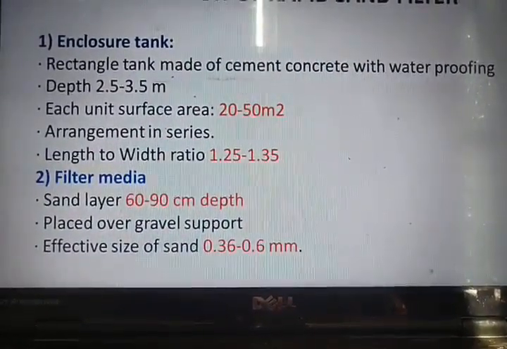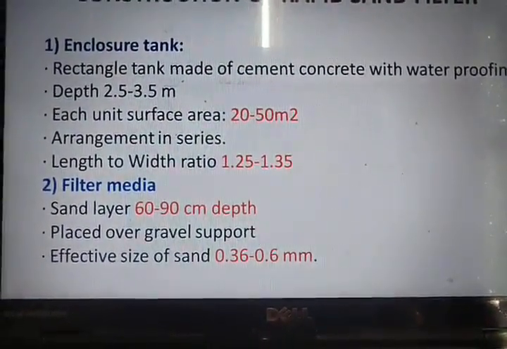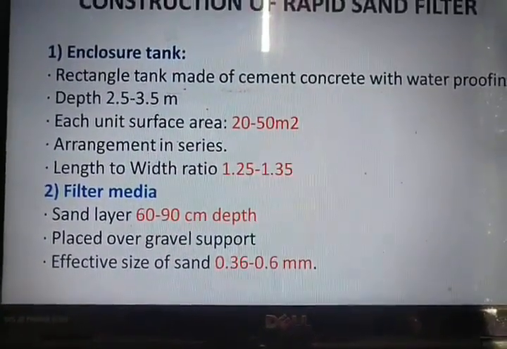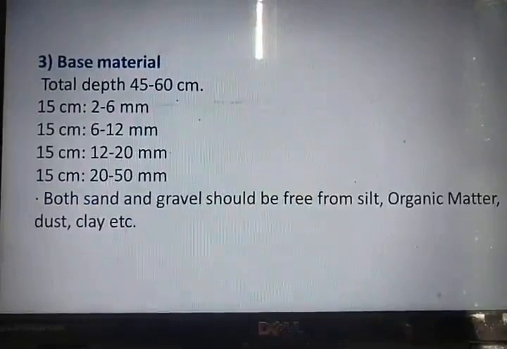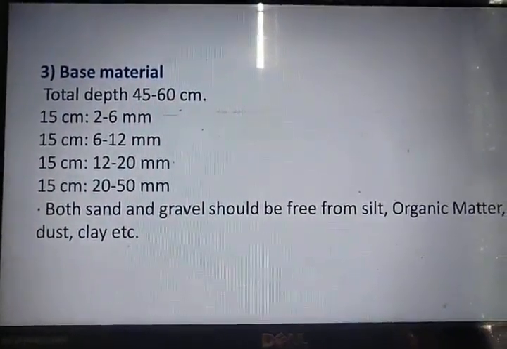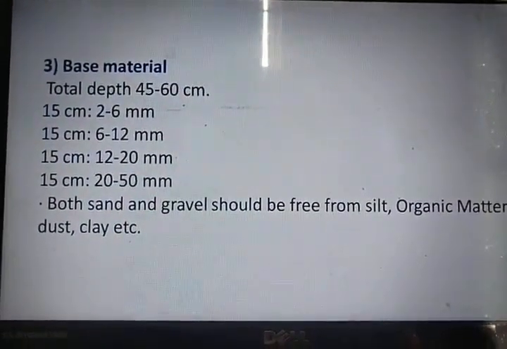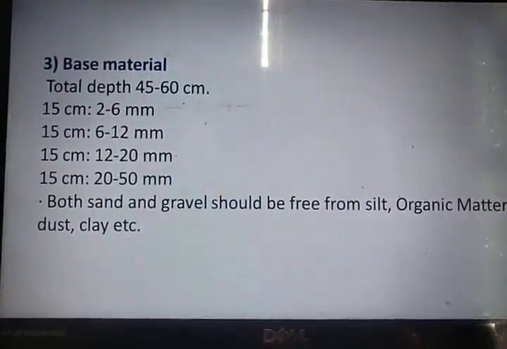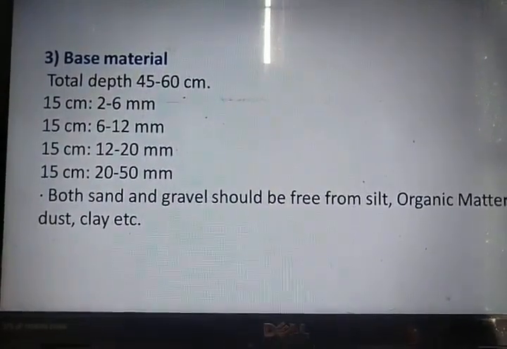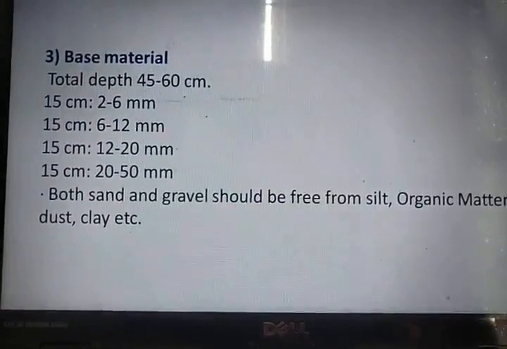and the sand media consists of 60 to 90 centimeter thickness of depth which is placed over a gravel support below, and here the effective size of the sand should be in the range of 0.36 to 0.6 mm. Okay, similarly, unlike the base material, that is gravel, in slow sand filter, here also we will provide the base material as the gravel ranging from 45 to 60 centimeter in total thickness with different layers as specified here, that is 15 centimeter each of different layers of gradation.